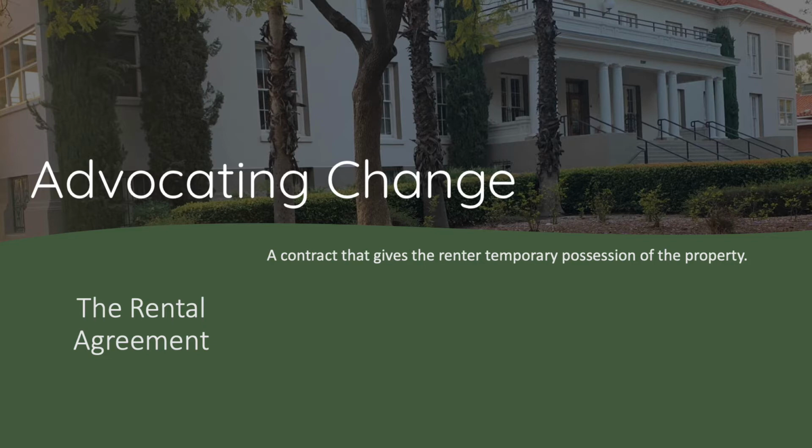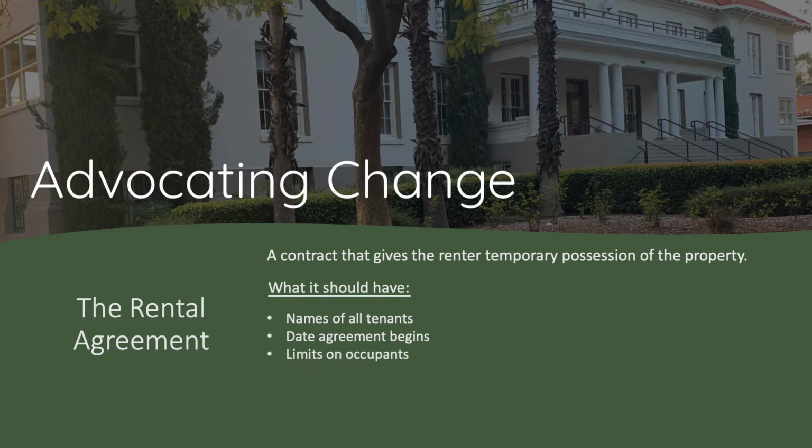Before signing any agreement, make sure that it has the following sections. It should have the names of all tenants. Every adult living in the rental should be named as a tenant and sign the rental agreement. This makes each one legally responsible for the property. It should also have the date the agreement begins, because the agreement will not be effective until this date.